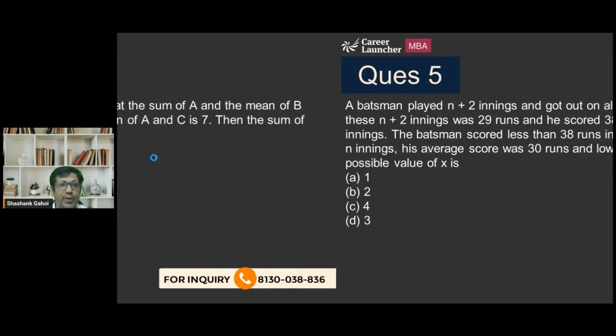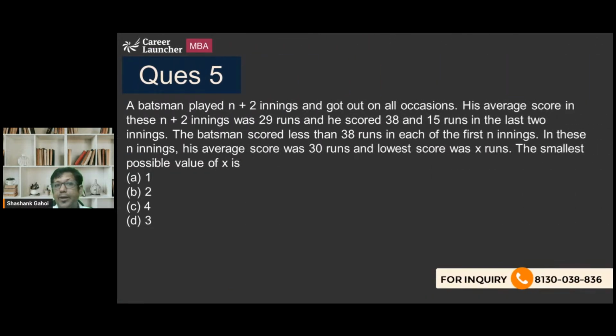Now let's move on to the next one. What does it say? It says a batsman played n plus 2 innings and got out on all the occasions. His average score in n plus 2 innings was 29 runs. So he is playing n plus 2 innings and the average is 29. He scored 38 and 15 in the last 2 innings.